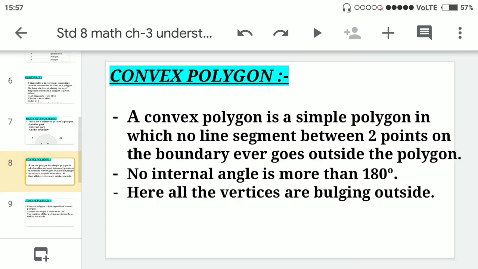Okay, then move to convex polygon. Again, the polygon is divided into two parts.